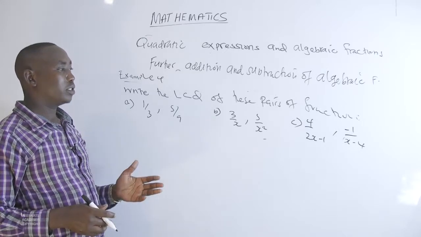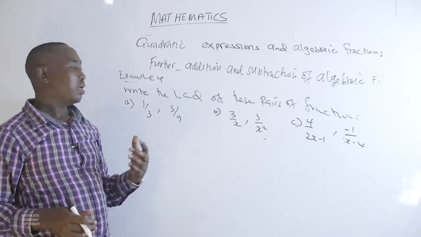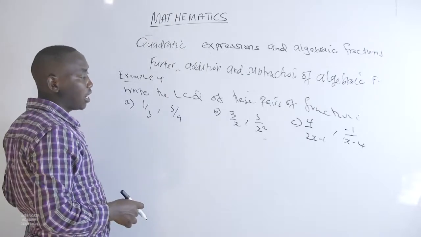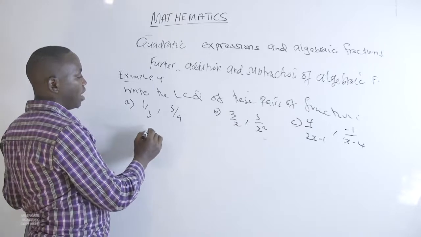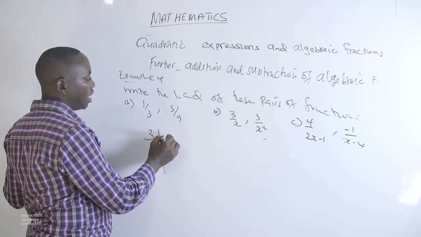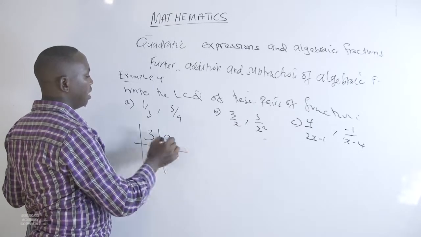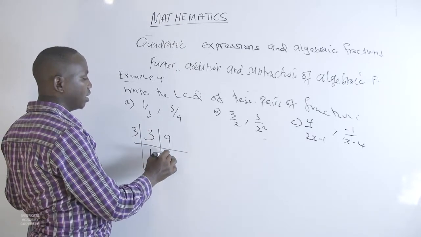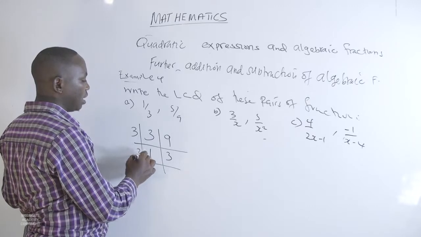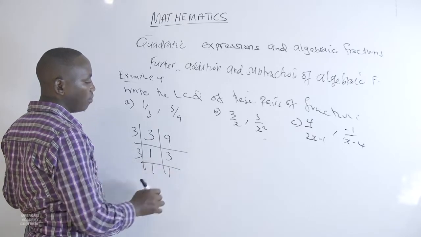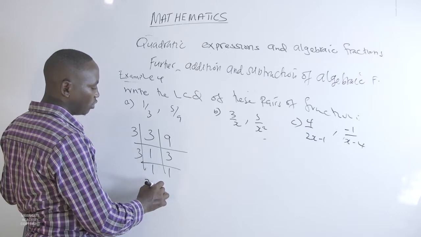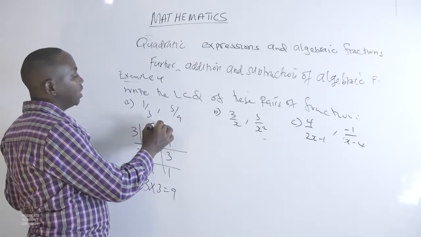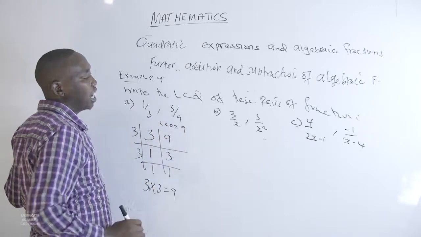Now in this case, we simply need to find the LCM of 3 and 9, which are the denominators. The least number that 3 and 9 can both go into is 3. 3 goes into 3 once, it goes into 9 3 times. This leaves us with 3 multiplied by 3, which is 9. So the LCD here is going to be 9.